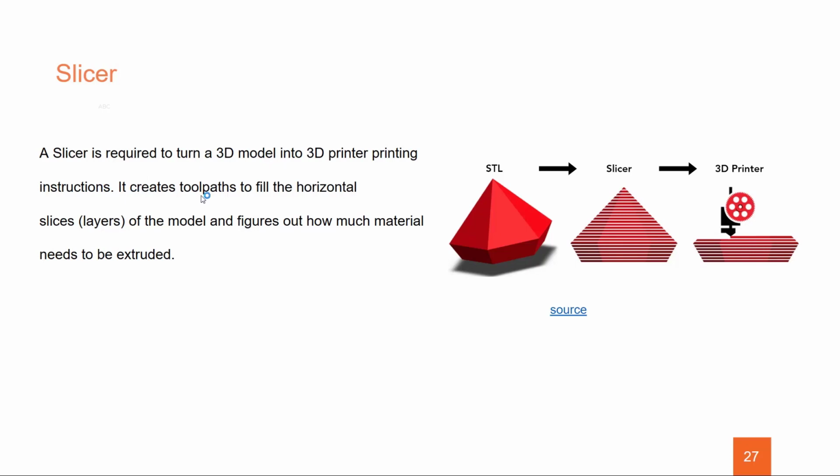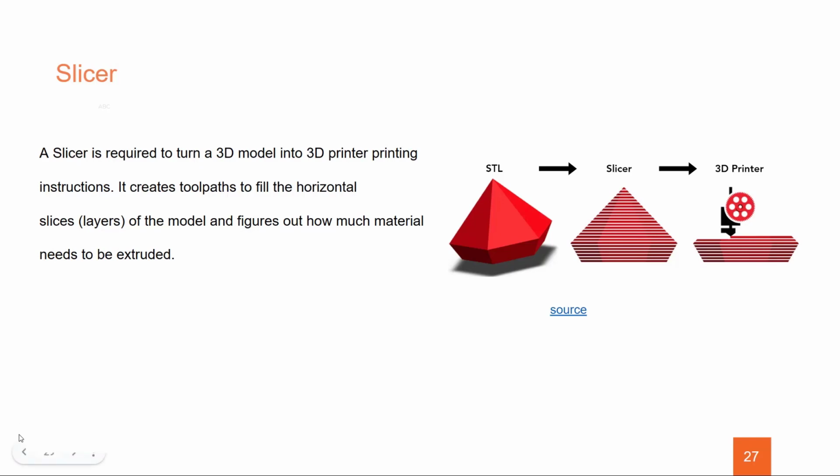So here it creates tool paths to fill the horizontal slices, that's the layers of the model, and figures out how much material needs to be extruded. The slicer is actually going to slice this particular object into various layers, and then figure out how much material is needed to be extruded onto the build platform.